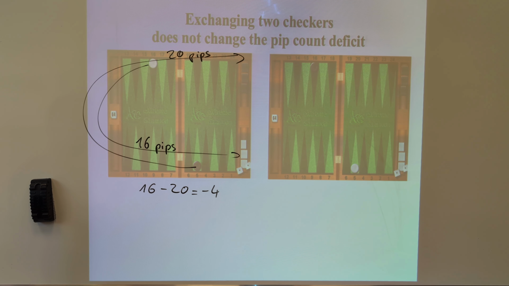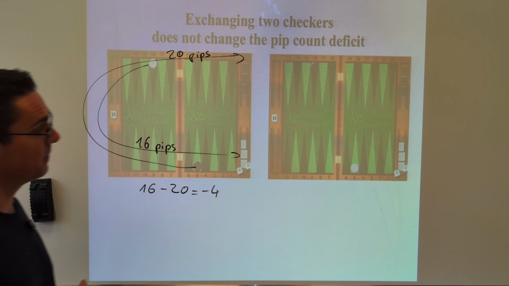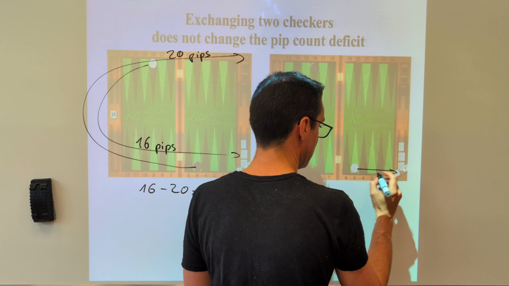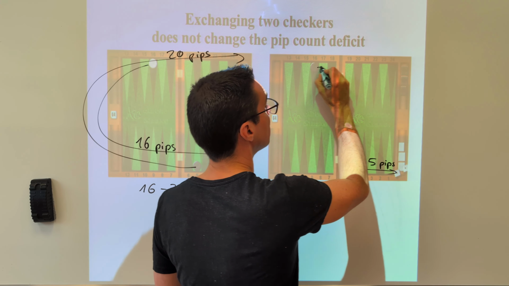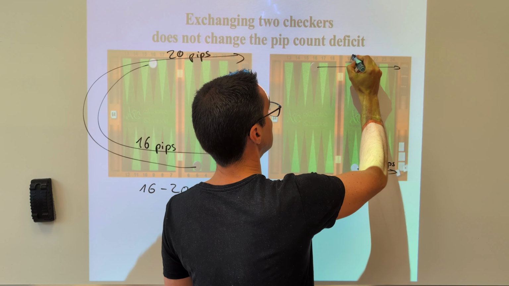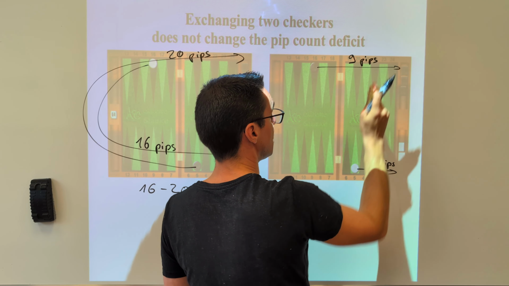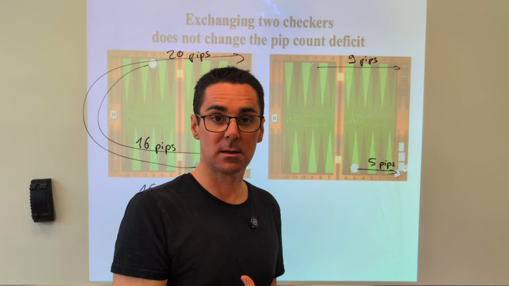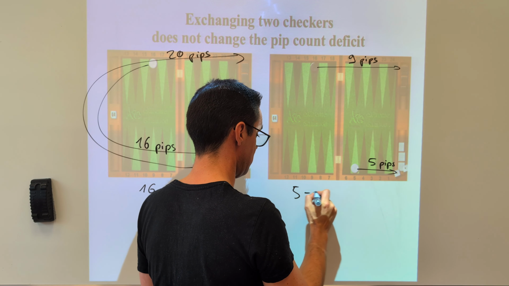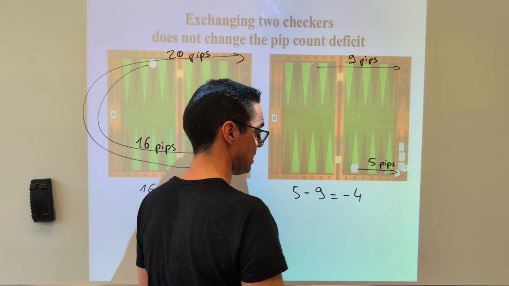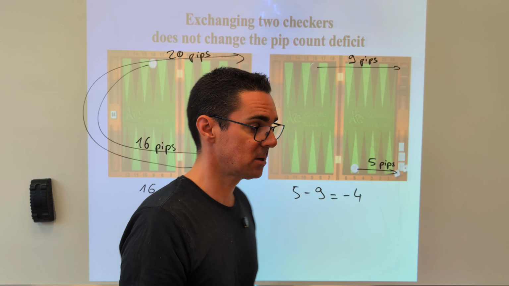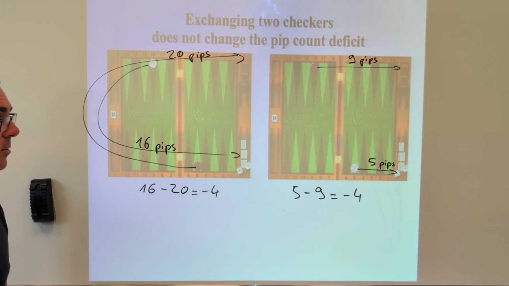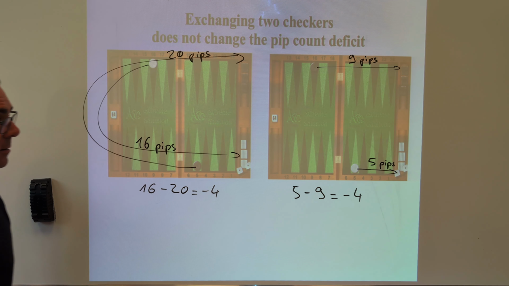If you exchange the white checker and the black checker, here the white checker has only 5 pips to go home, and the black checker has only 9 pips to go home. When you do your run minus the opponent's run, 5 minus 9, you obtain the same, minus 4. And why is that? Because you change both runs in the same way.